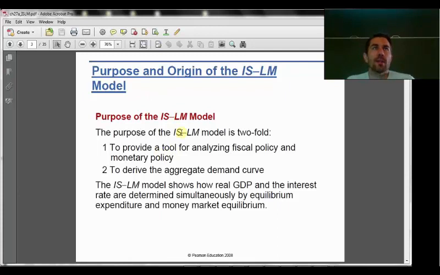So why do we have this ISLM model? What makes it useful? Well, it provides a tool for analyzing fiscal policy and monetary policy, and it allows us to derive the aggregate demand curve. So the two things that we're going to do right at the end of the chapter are really the purpose of the ISLM model. What does the ISLM model actually show us? The ISLM model shows us how real GDP and interest rates are determined simultaneously by equilibrium conditions in the aggregate expenditure model and the money market model.